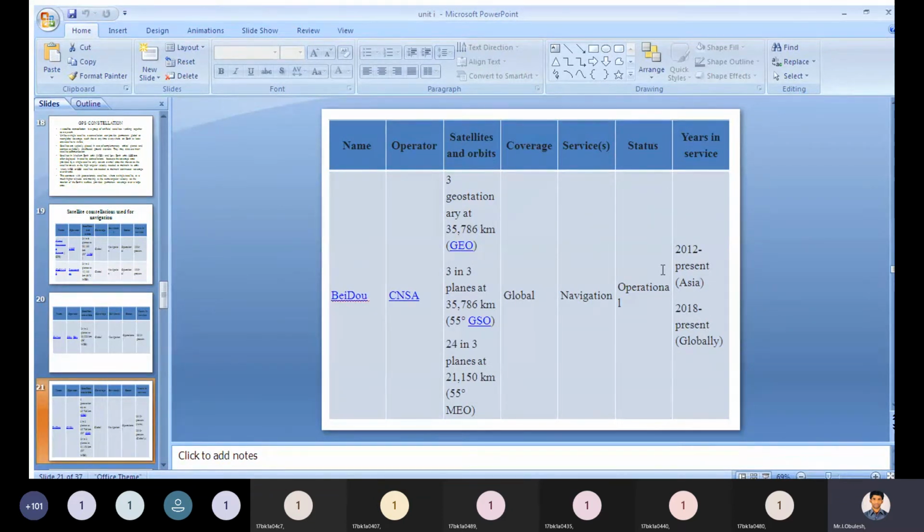Here we also have 24 satellites, kept in 3 orbital planes, at around 21,150 kilometers with a 55 degree angle with the equator, MEO. In addition to these 24 satellites, we have 3 geostationary satellites for BeiDou. BeiDou covers globally and is used for navigation purposes. It is under operational status, starting from 2012 till now.